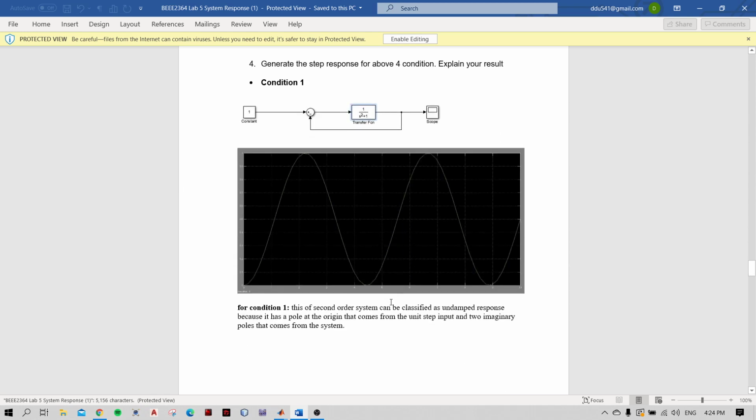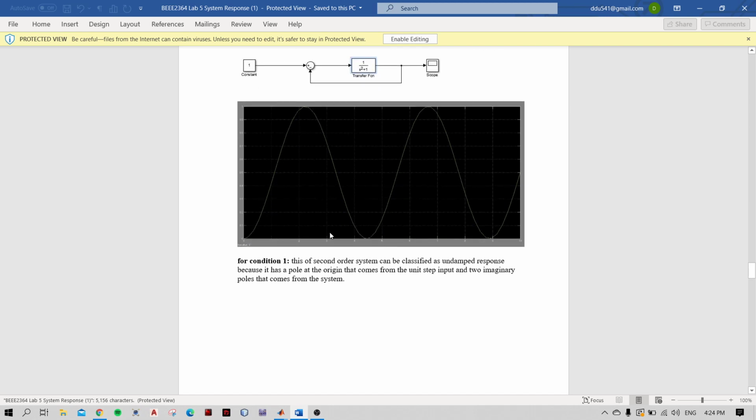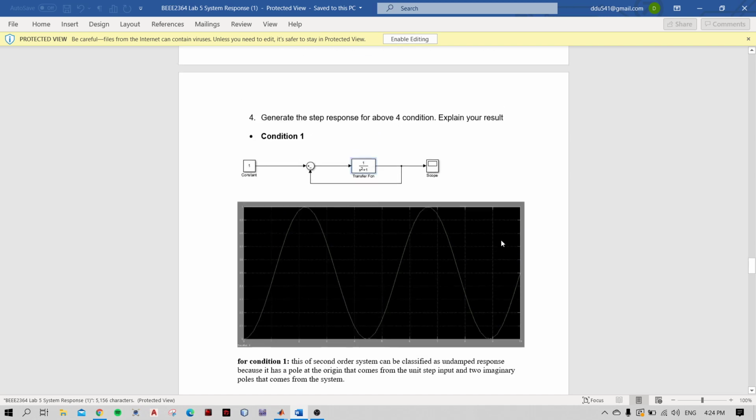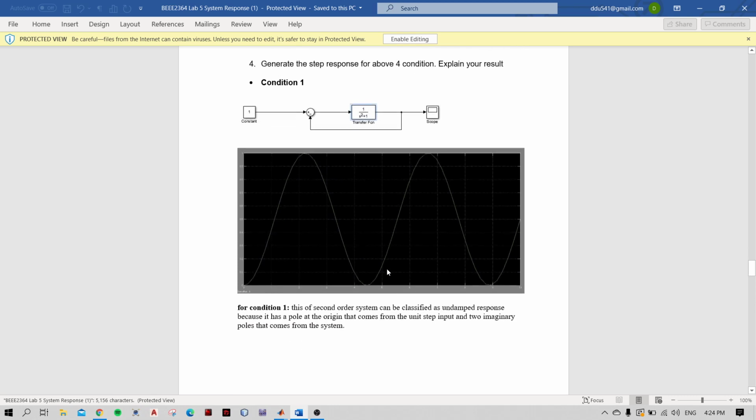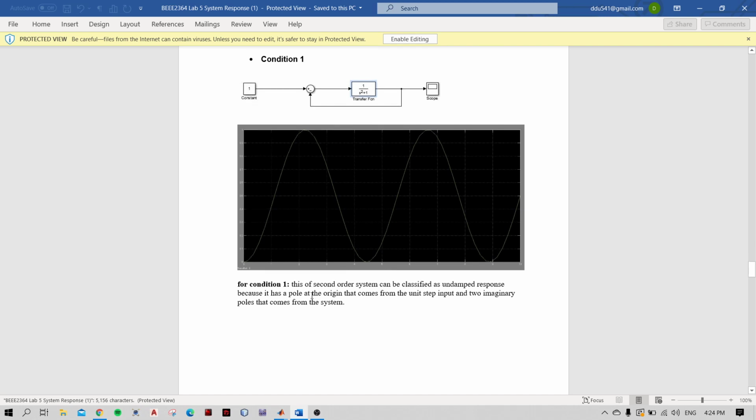For condition 1, I change the denominator to get this equation, and this is the step response. This second order system can be classified as an undamped response because it has a pole at the origin that comes from the unit step input and 2 imaginary poles that come from the system.